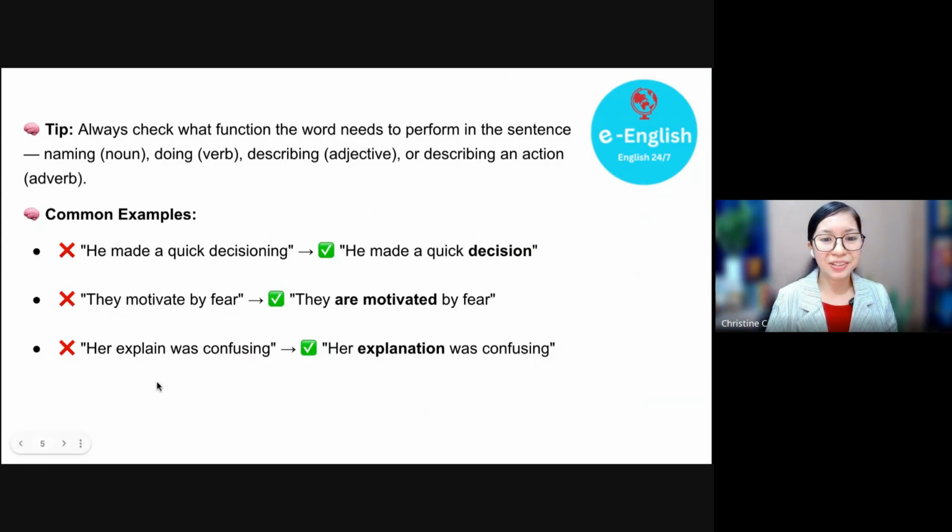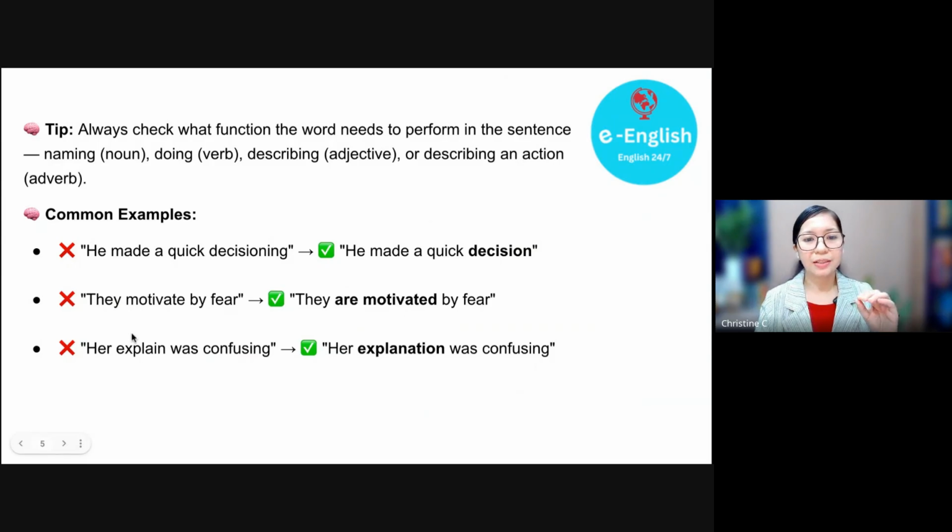All right, let's take a look at the third example. Her explain was confusing. Can anybody tell me what part of speech is the word explain? Is it a noun, verb, adjective, or adverb? It is a verb, okay? Explain is a verb, but we don't need a verb here.